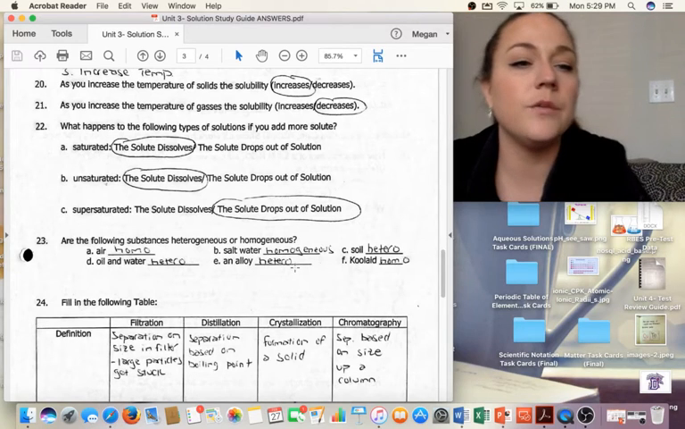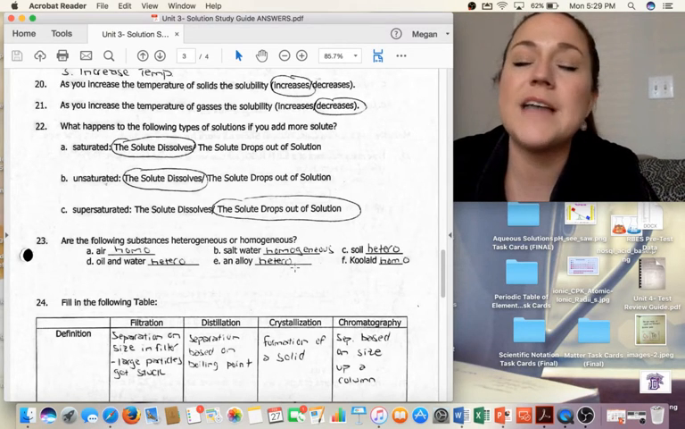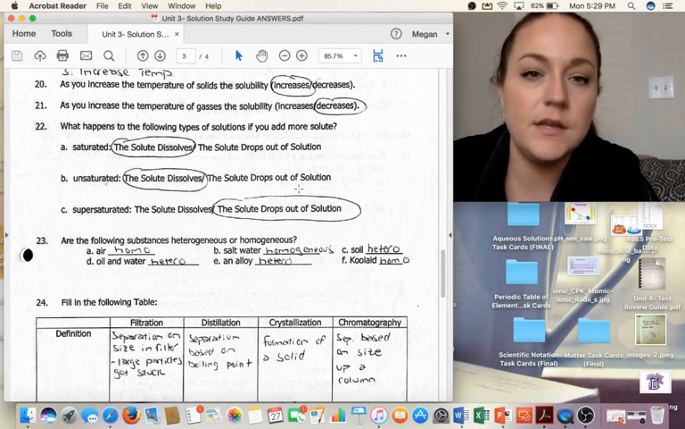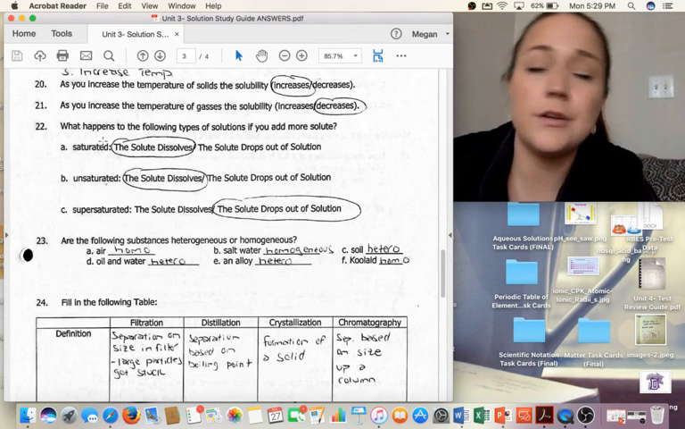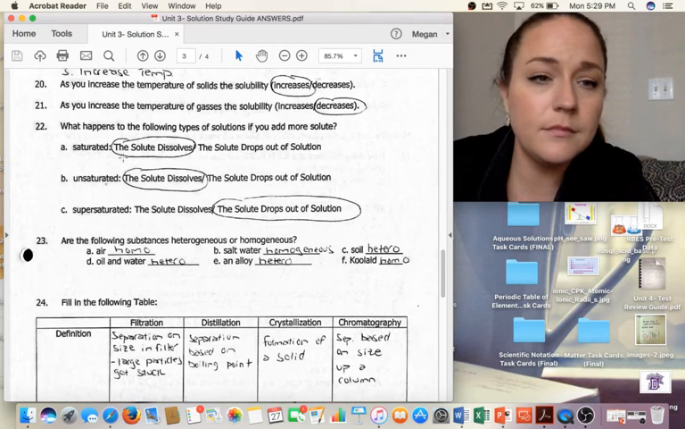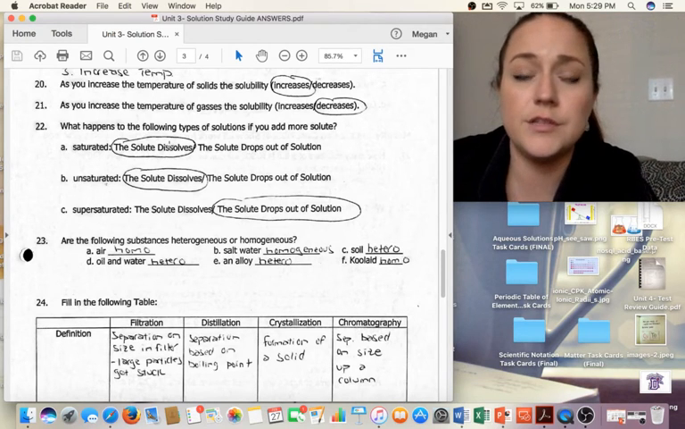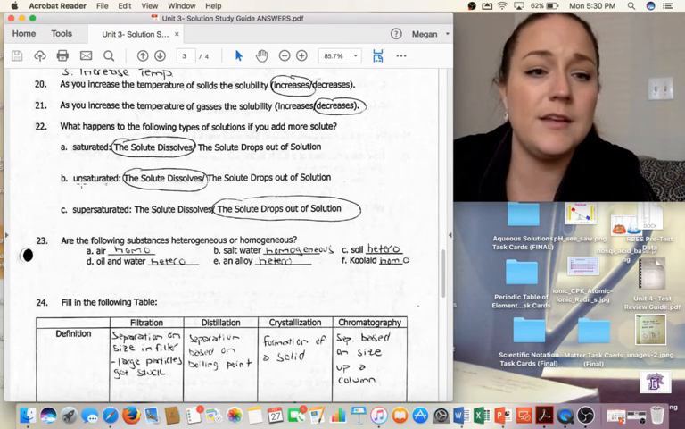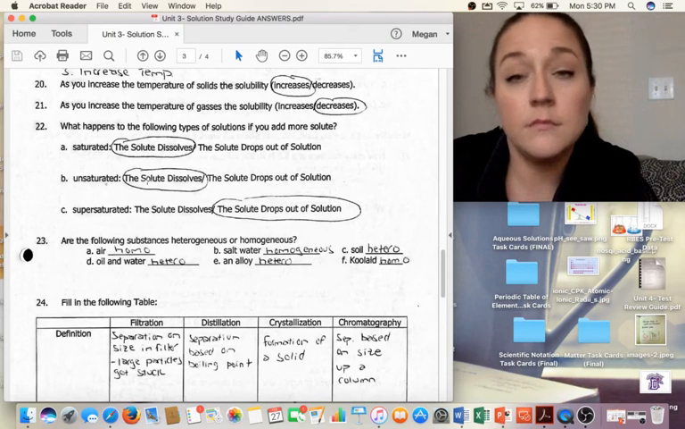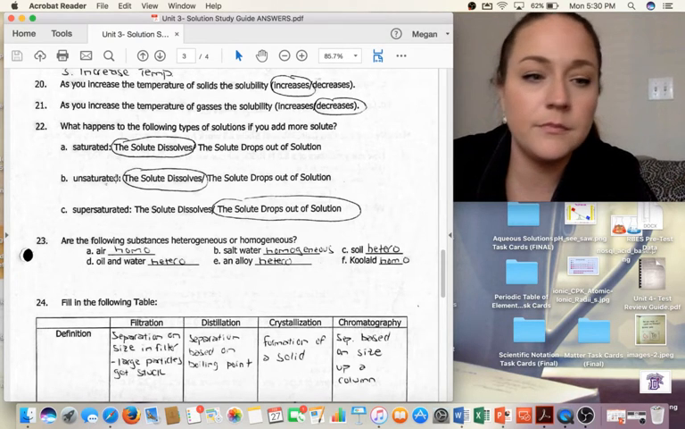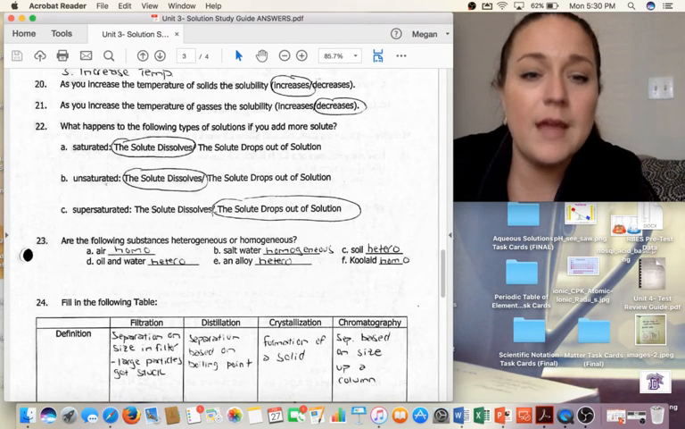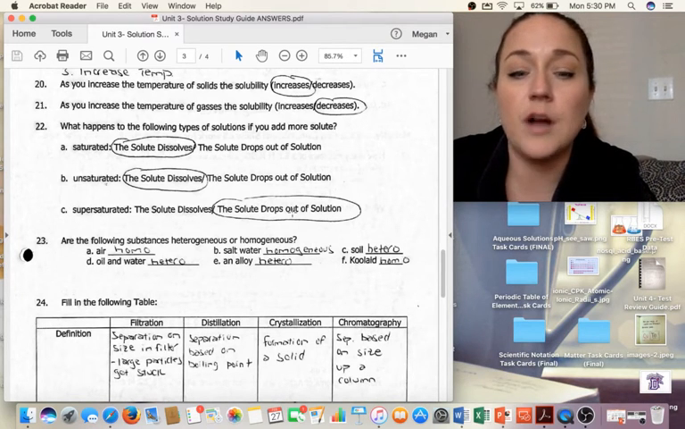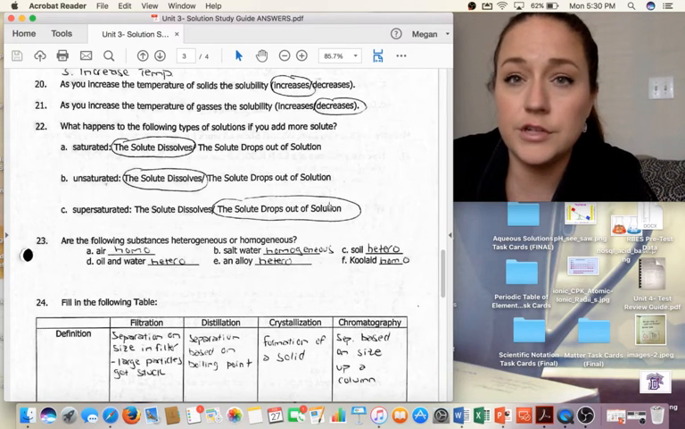So 22, what happens to the following types of solutions if you add more solute? Great question. So saturated, if it is saturated, the solute dissolves. If it is unsaturated, your solute dissolves. Now, if you are super saturated, that means your solute's going to drop out of the solution.